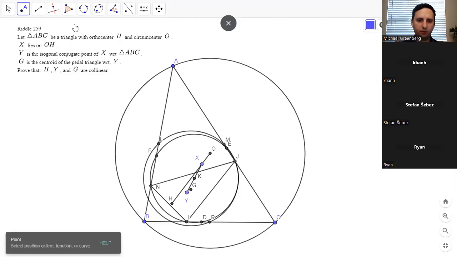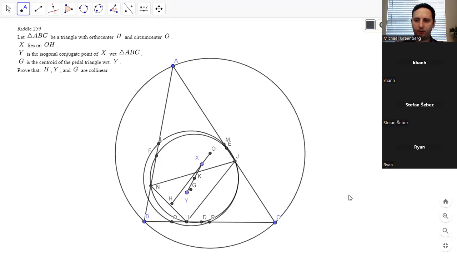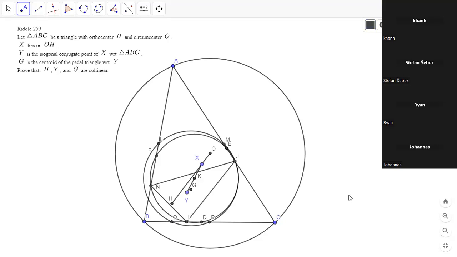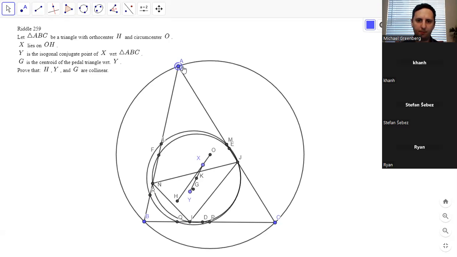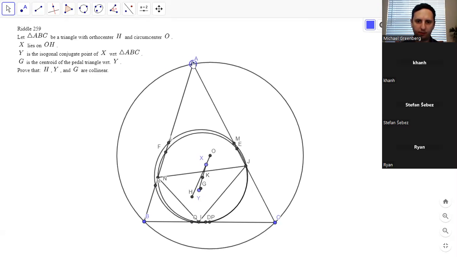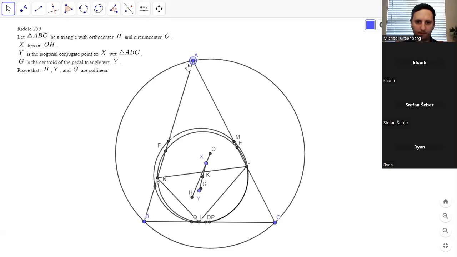All right. So it looks like Johannes just joined. So thanks, Johannes. So we're on our third problem here. We saw the first two pretty fast. But this one is a little bit harder, I think.